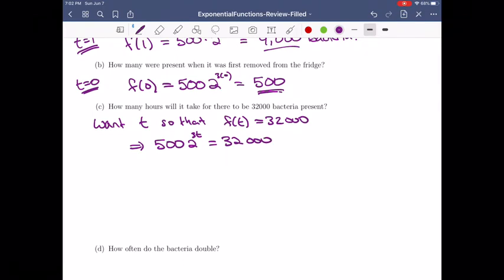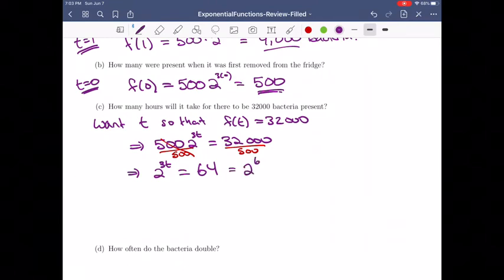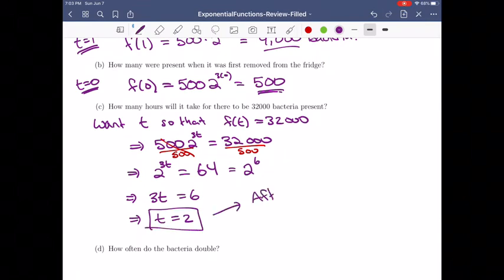Before I can solve this, I want to get the exponential function by itself. So I'm going to divide both sides by 500, so that I have 2 to the 3t by itself on this side. And over here I just have 64. Now 64 is in fact a power of 2. It's 2 to the 6. So now I have the same base, so I need 3t to equal 6. Then if I divide by 3, t equals 2. So what that means is after 2 hours, there will be 32,000 bacteria.